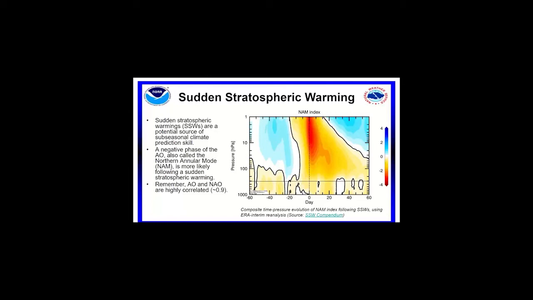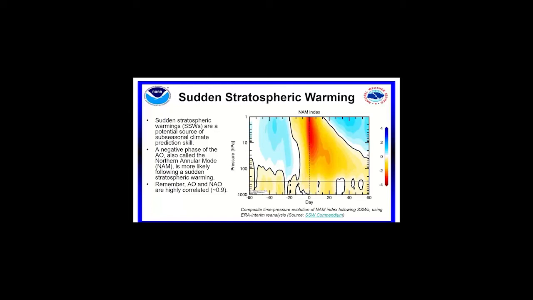So sudden stratospheric warmings are another potential source of subseasonal climate prediction skill. So what happens is when you have a sudden stratospheric warming, you tend to favor the negative phase of the AO, or as I said at the beginning, you'll also see this sometimes referred to as the NAM, the northern hemisphere annular mode. And that negative phase is more likely following a sudden stratospheric warming.